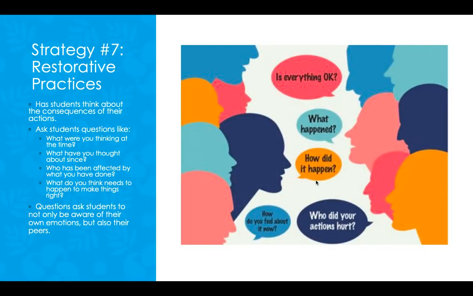So, strategy number 7, restorative practices. By now, you know I'm a huge fan of this. This typically has students think about the consequences of their actions. A lot of times we will ask a student certain questions like, what were you thinking at the time? What have you thought about since? Who has been affected by what you have done? And what do you think needs to happen to make things right?